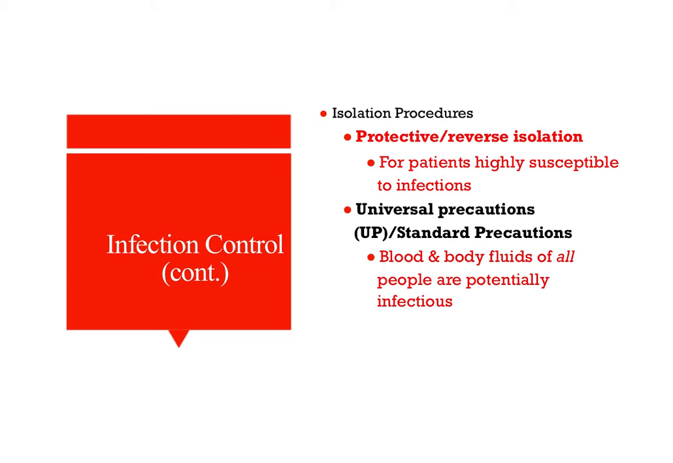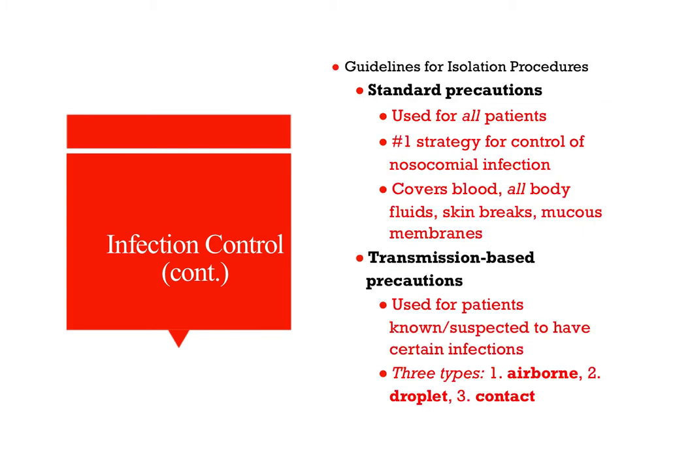Universal or standard precautions. This is treating all blood and body fluids of all people as potentially infectious. We do not make a determination. We just assume everybody and every fluid that comes out of someone's body is infectious. Standard precautions is used for all patients. It's the number one strategy for control of HAIs, or healthcare-associated infections. We used to call them nosocomial. It covers blood, all body fluids, skin breaks, and mucous membranes.